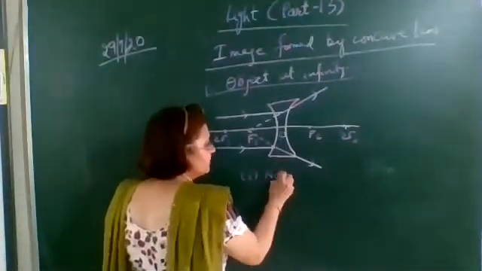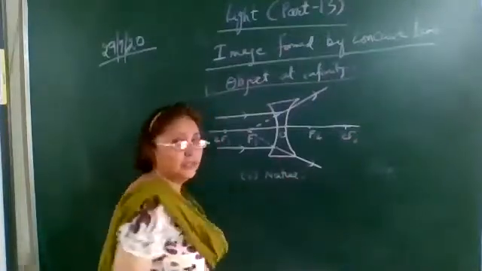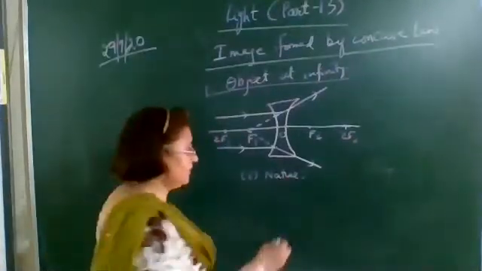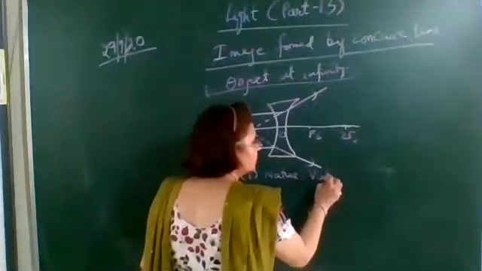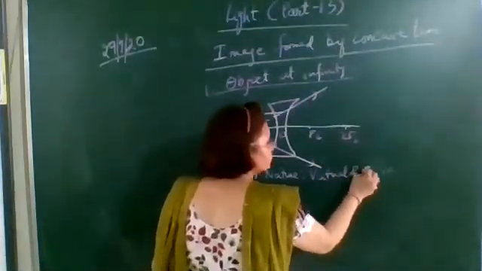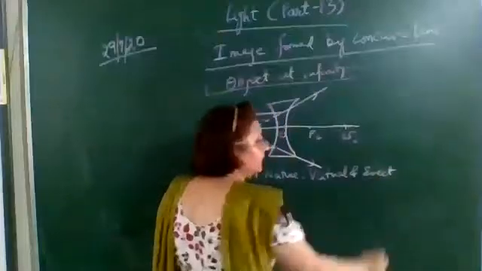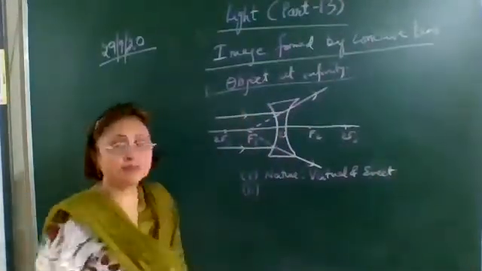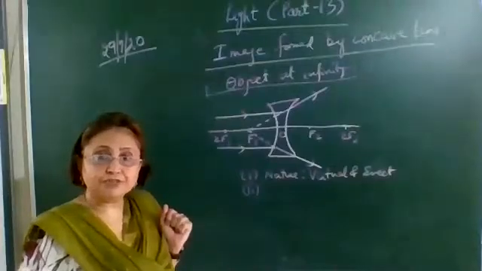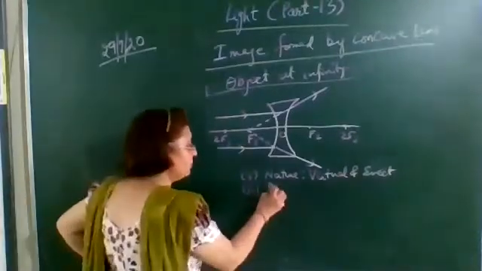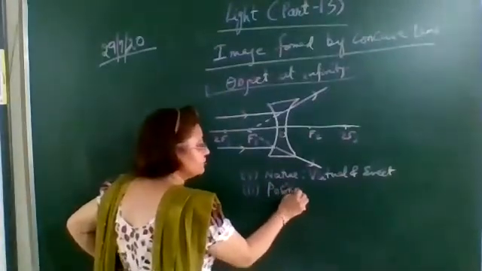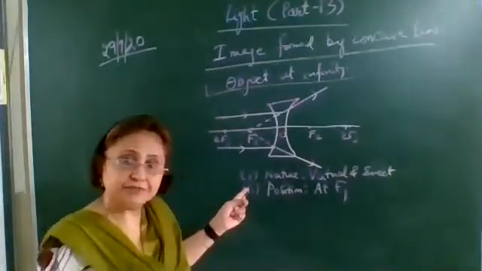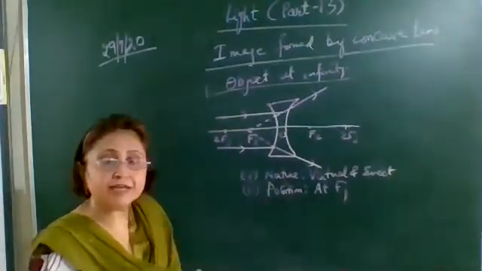The first is the nature of the image. As the rays appear to meet, the image is virtual, and virtual images are erect. So the image is virtual and erect. Second point, about the position of the image. Where is it formed? You can see that it is formed at F1, that is at the focus on the same side where the object is placed. So it is formed at F1.